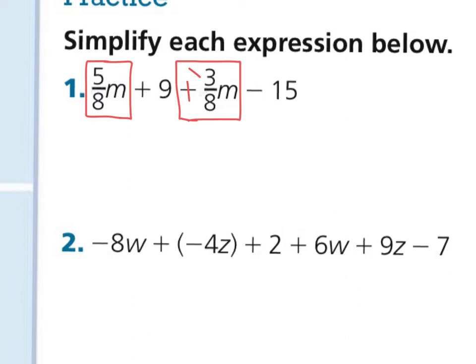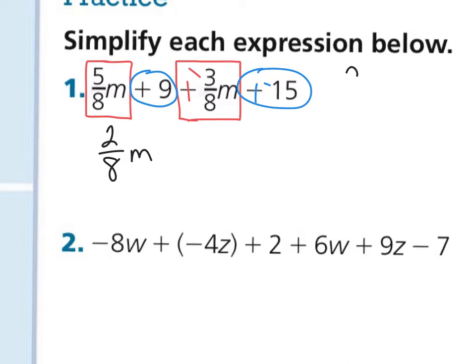So if you want to change the order and get those next to each other, you can. Otherwise, just as they are, you can go ahead and try and combine those. So 5/8 plus -3/8 would be 2/8 M. And then with the constants, we've got a 9 minus 15. Again, if you want to add the opposite here, you can.